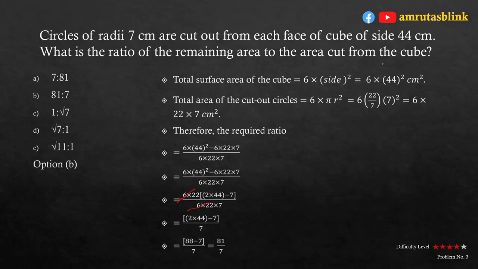In this problem, if in the initial part of the solution you try to solve this expression, that is 6 into 44 square as well as 6 into 22 into 7, then the figures become bigger unnecessarily. So you can avoid the multiplication and division part by taking common.